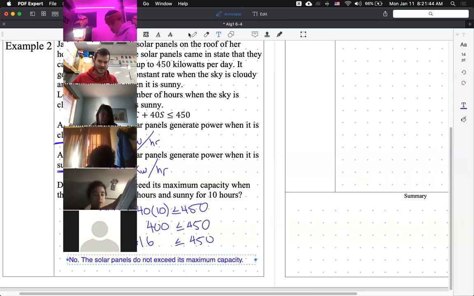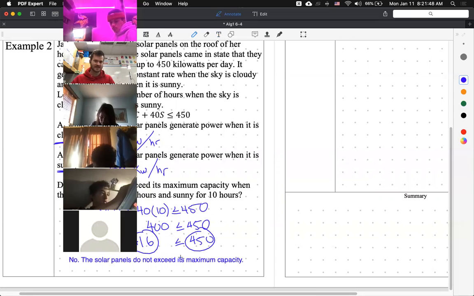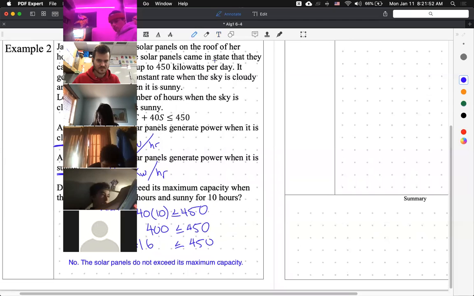Because if it exceeded the maximum capacity, that would mean that this number is bigger than the maximum capacity it said on the box. Remember, it stated on the box that it can generate up to 450, which maybe it could exceed if you were living in Alaska or something where you could have sun for, I don't know, 15 hours, right?